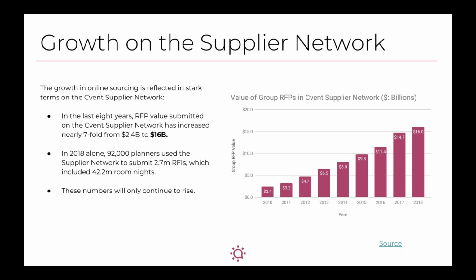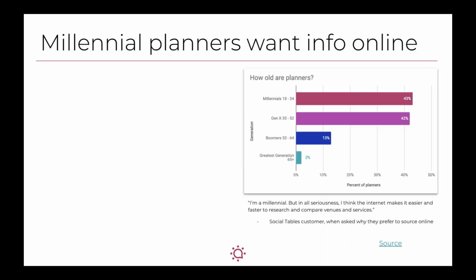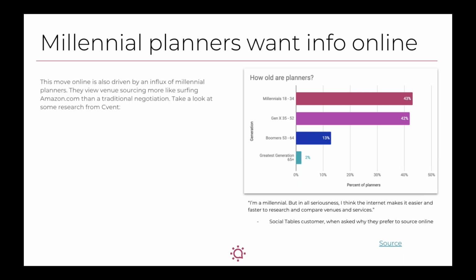And I mentioned on the previous slide that in 2018 alone, there were about 92,000 unique planners using the Supplier Network. These numbers will continue to rise, and really the point here is that there's been a significant shift of planners to digital media, using online portals to start planning their events. And that's also exacerbated by the fact that for the first time in history, the majority of planners fit into the millennial category, which is outlined here on the right.